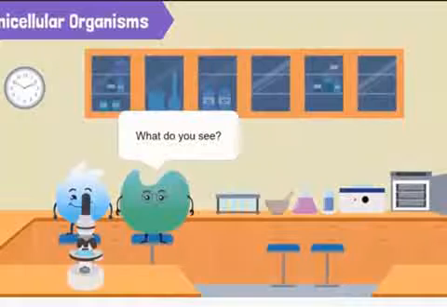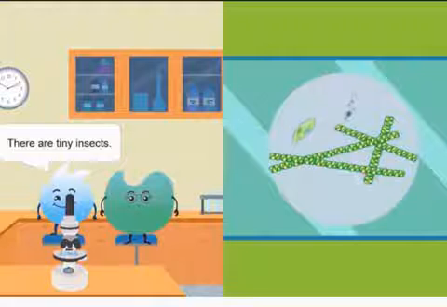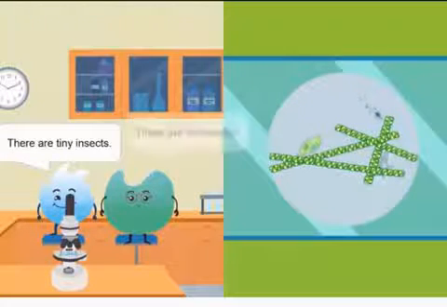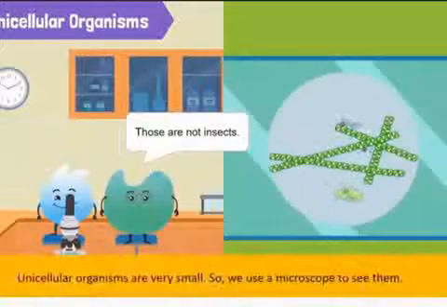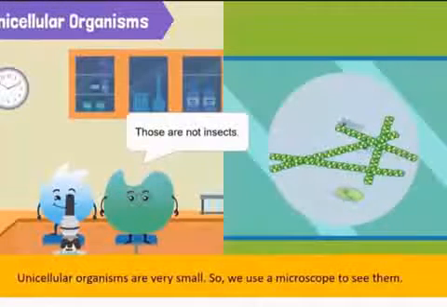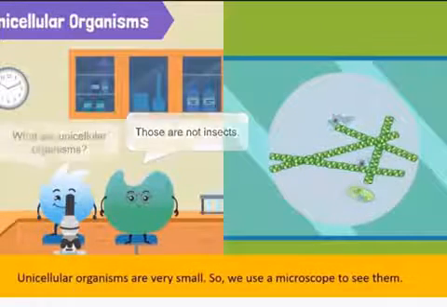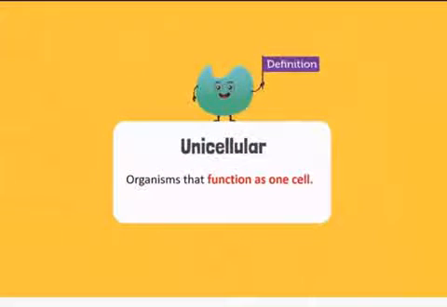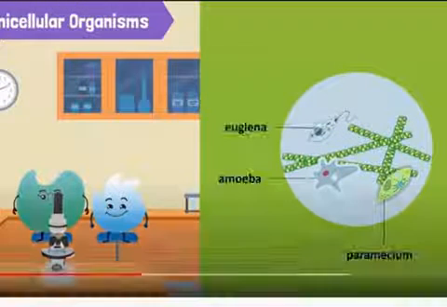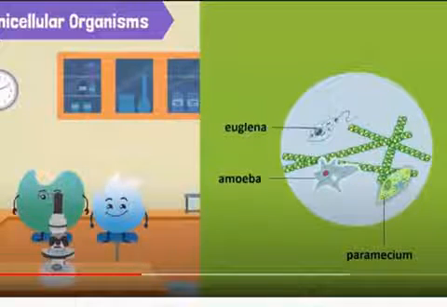What do you see? Ma'am, there are small insects in this. No, Jasmine, they are not insects. They are microorganisms, and they are unicellular microorganisms. Unicellular organisms are very small, so we use a microscope to see them. Okay, ma'am. But what's a unicellular organism? Unicellular organisms are those that function as one cell. Examples of unicellular organisms are Euglena, amoeba, and paramecium.